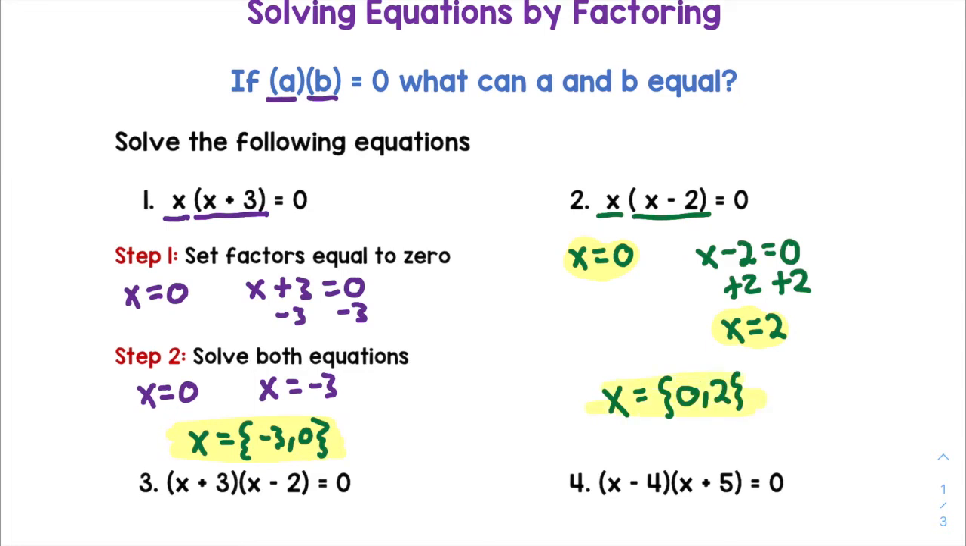This equation has two solutions. If x was 0 and we plugged it into the original equation, or if x was equal to 2, it would solve the equation, meaning the left side would be equal to the right side.